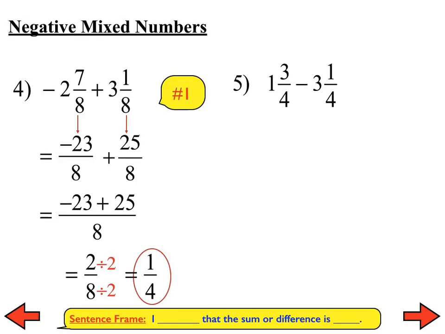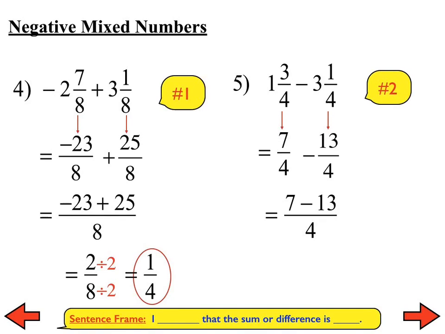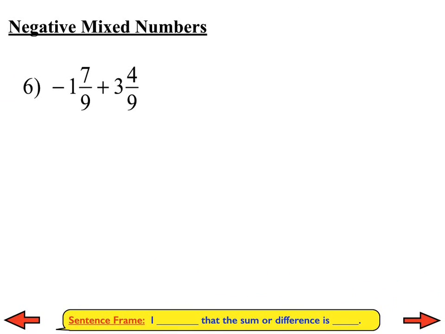Try number 5. Making them improper. We have 7/4 minus 13/4, which is 7 minus 13 all over 4. This gives us a negative 6/4, which is negative 1 1/2. Do the last one, please. Let's estimate. If I cover these fractions, negative 1 plus 3 is going to be positive 2. So I know my answer should be positive 2-ish. Right? If you got negative, your answer is wrong. If you got something bigger than 3, your answer is wrong. Because you're taking away. Negative 2 plus 3 is going to be positive 2-ish because of the fractions.